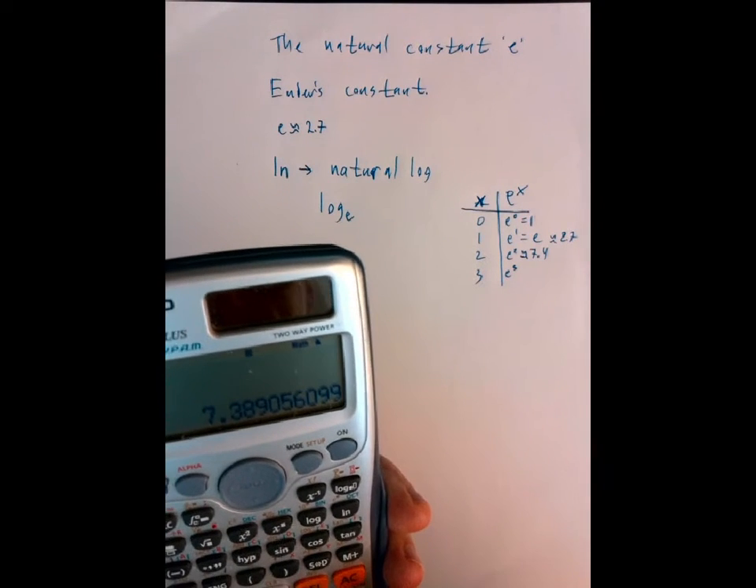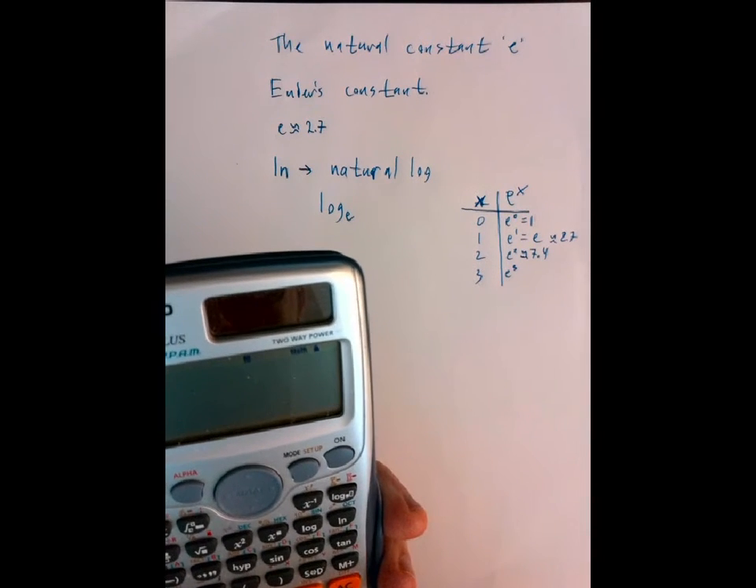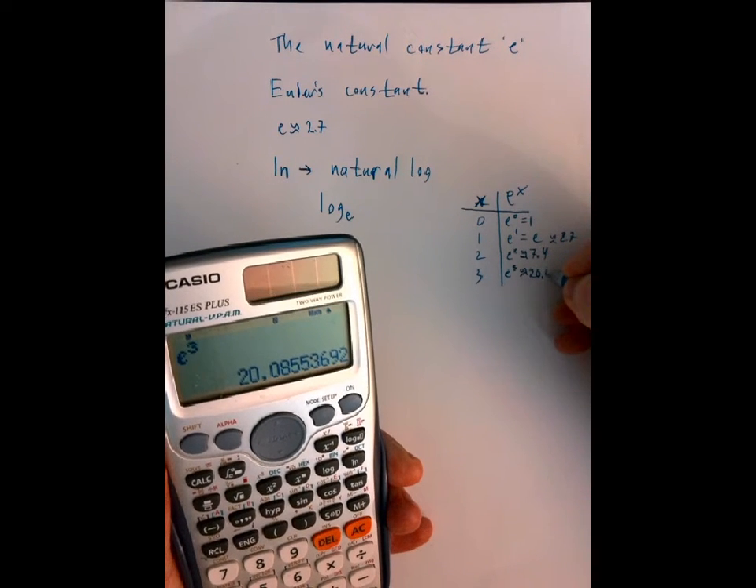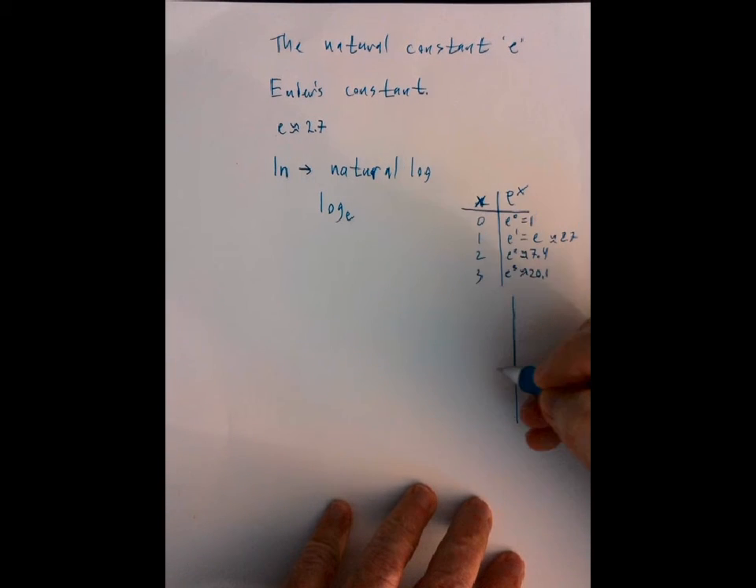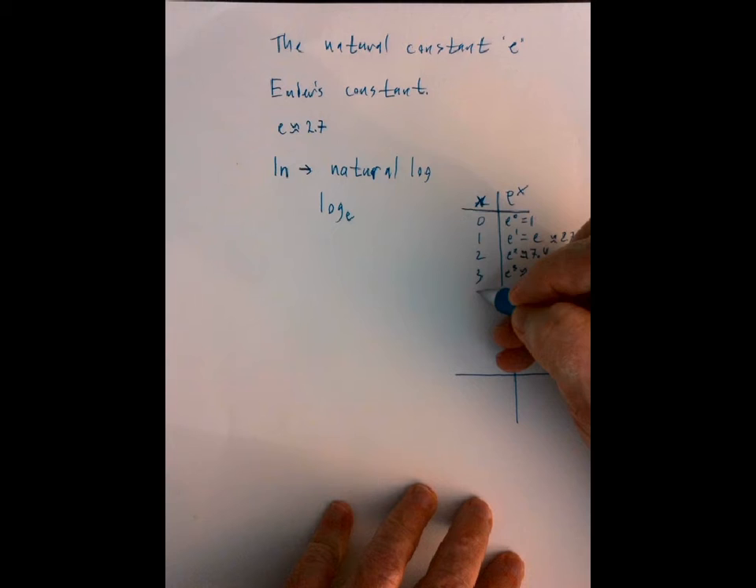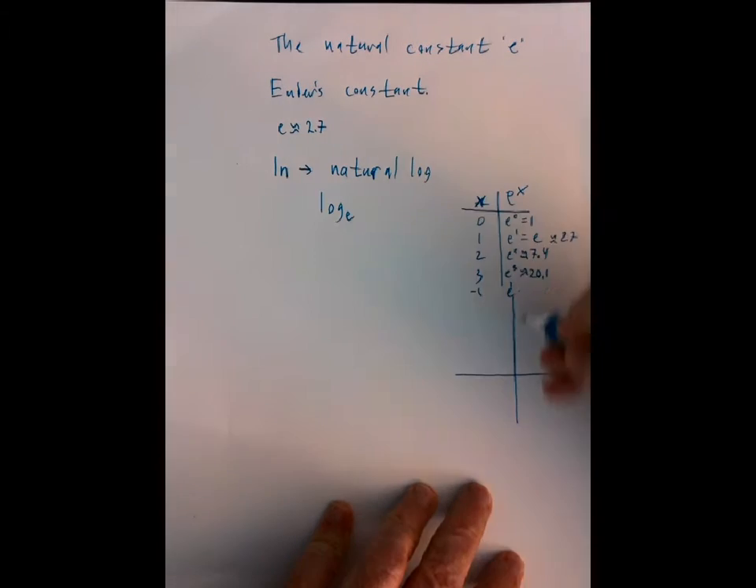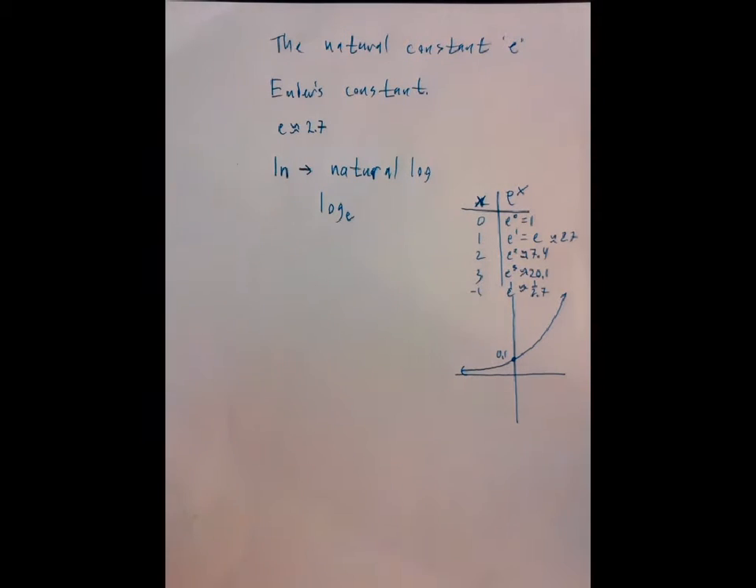And e cubed is approximately 20.1 rounded off. I didn't show you any negative values. e to the -1 would be 1 over e, so that would be about 1 over 2.7. And if you graph e to the x, and try it on your graphing calculators, you get this swooping exponential graph just like all of our other ones.